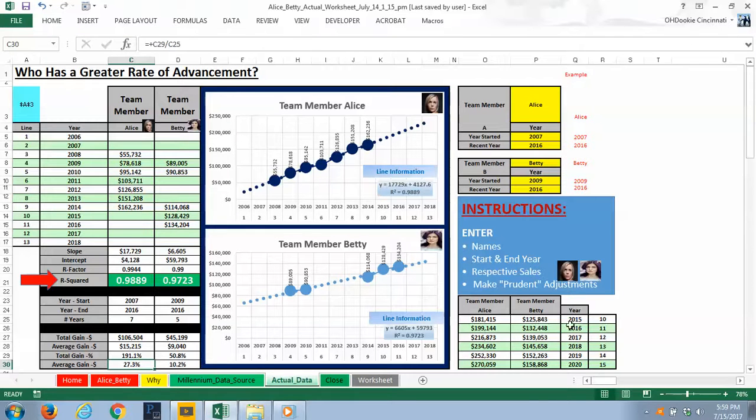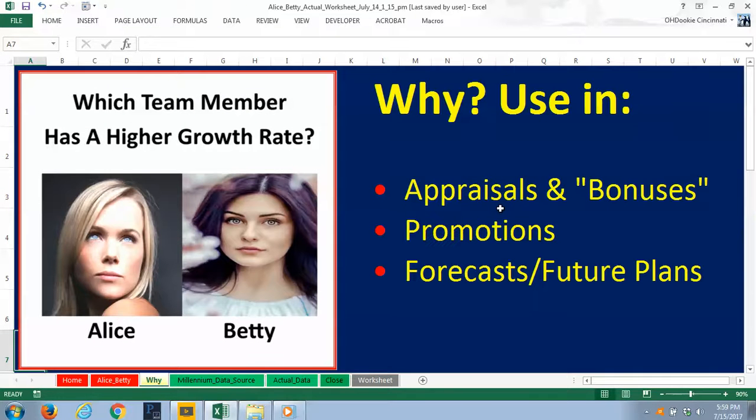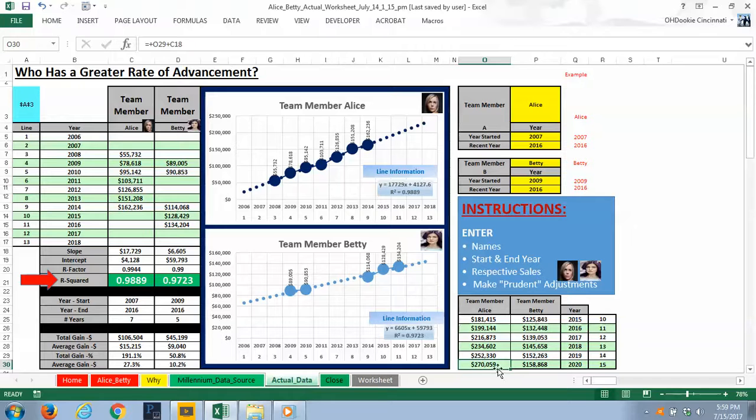And if we take a look at the year 2020, we can say that Alice is going to be giving us $270,000 in sales, as opposed to $158,000 for team member Betty. So if you take a look at this and answer the question, which one would be promotable, it would probably be Alice, because she is giving us more consistent growth, and additionally in the future, and that's the more important thing, is that her performance is going to be outpacing her colleague Betty.